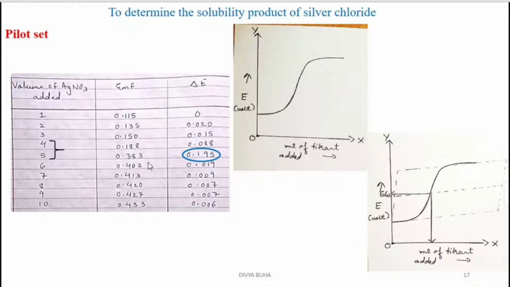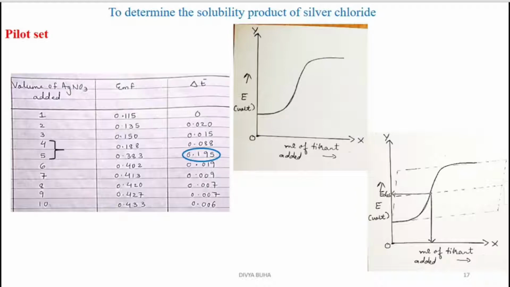Then after the equivalence point is being obtained, which would be obtained between 4 to 5 ml, it will increase slowly, right? So this is the nature of the graph which would be obtained. It's a sigmoidal curve, okay. And now we know that the equivalence point would be between 4 to 5 ml. So with the help of a pilot set, you can get an idea that in which range the equivalence point would be obtained. Now you have to perform the microset.